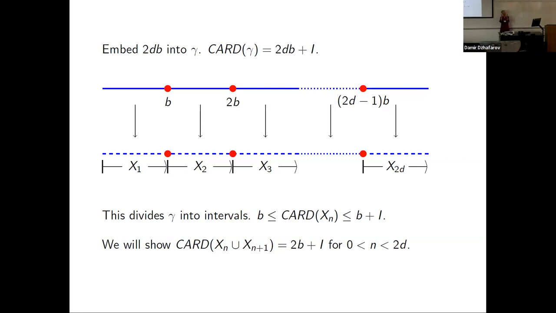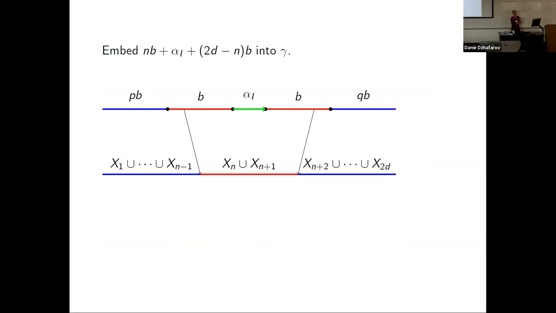So what we're going to show is that any two of those intervals unioned together has size 2B plus I. It has size at least 2B, at most 2B plus I. Let me show it has the largest possible size. I'm looking at the gap between the union of X_n and X_{n+1}, the nth and the n plus first interval. And I'm going to embed the ordinal in my sequence that has a copy of I just between the nth block and the n plus first block. So we have the picture you see up there. There are n many copies of B, which I call P many plus one more, plus a copy of I, plus a copy of B, and Q more copies of B, with 2DB minus n blocks in total.